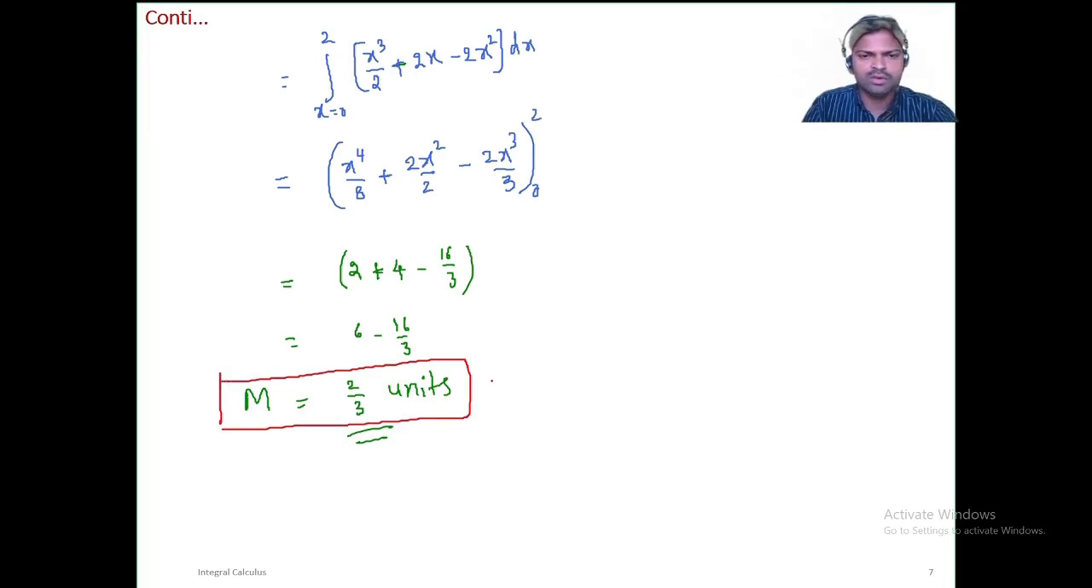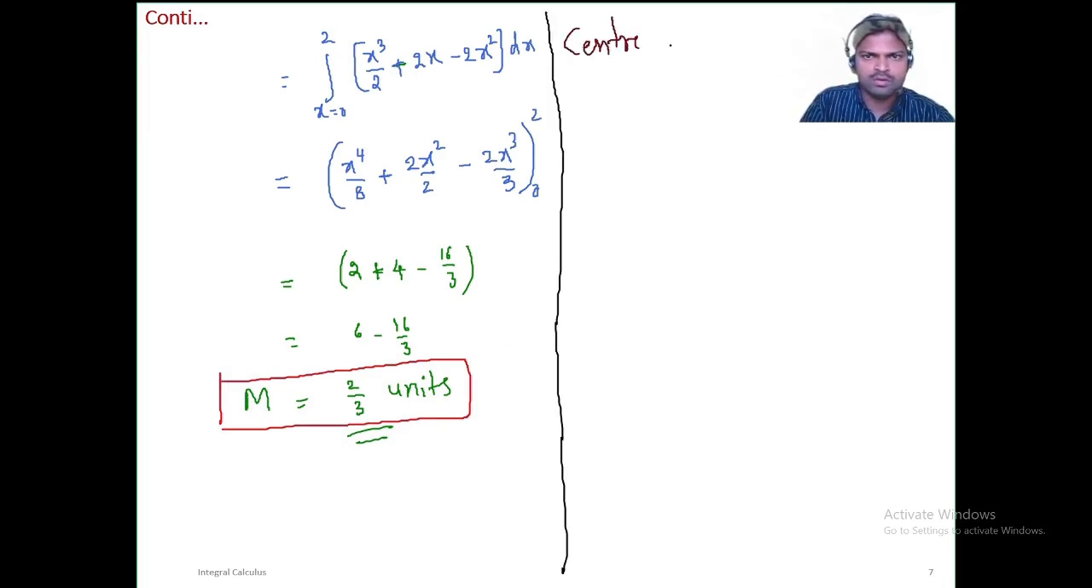Next, what do I want? I want the center of mass, the center of gravity.